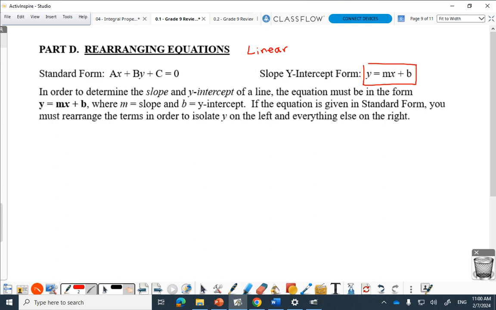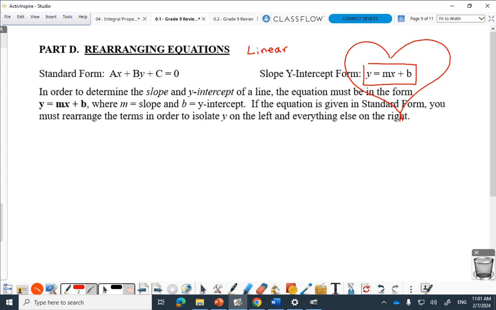In order to determine the slope and y-intercept of a line, the equation must be in the form y equals mx plus b. In fact, this might be your Valentine. When it's written like this, life is pretty straightforward. Okay? If you don't think so, here comes the explanation again. Life's pretty straightforward if it's written like this.